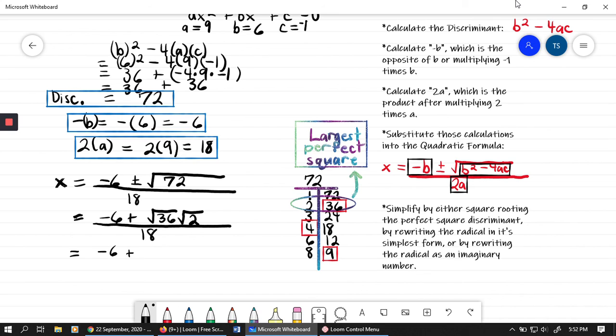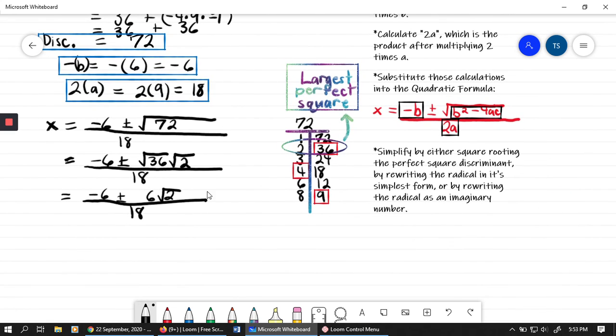So that is -6 plus or minus, okay, and the square root of 36 is 6. So instead of writing the square root of 36 again, we're replacing it with its value, 6. Okay, and we still have the square root of 2, which can't really be simplified any further. And this is still all over 18. All right, so we have simplified that radical, we've simplified that square root of 72.